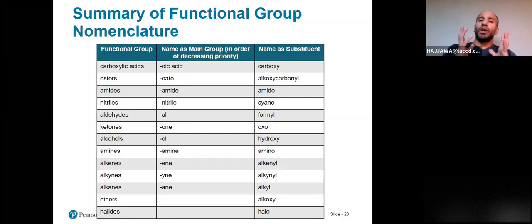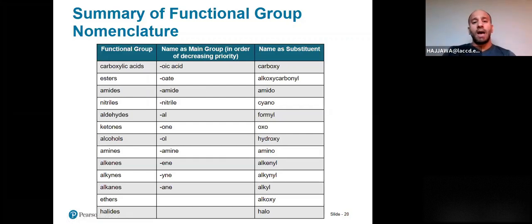And as I mentioned, here's the list of all the functional groups that we're going to have in this course, or what we have studied in the previous course. So carboxylic acids will always be named as alkanoic acid. Esters will be alkanoate. So the alkyl group of the carboxylic acid ester first, and then alkanoate. Amides would be alkane amides. Nitriles will be alkane nitriles. Aldehydes will be named as alkanal. Ketones will be named as alkanone.